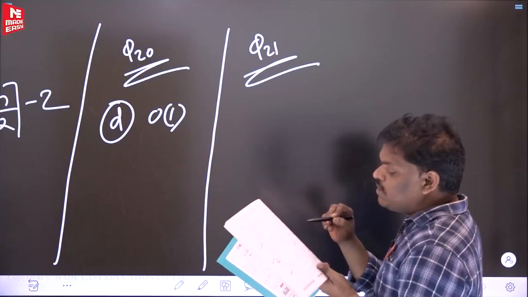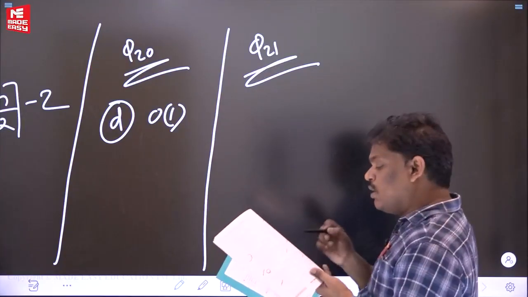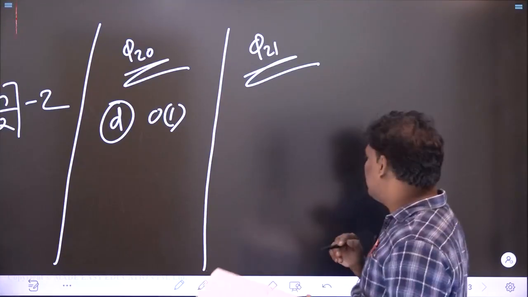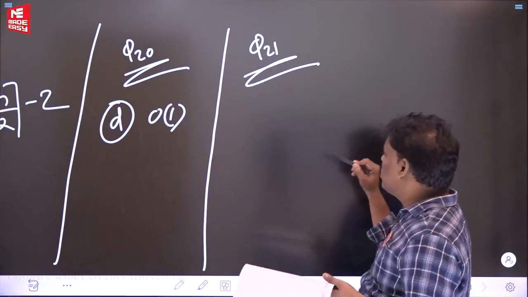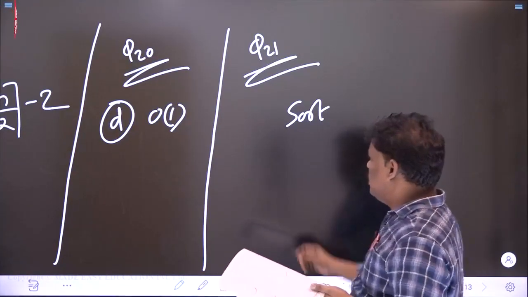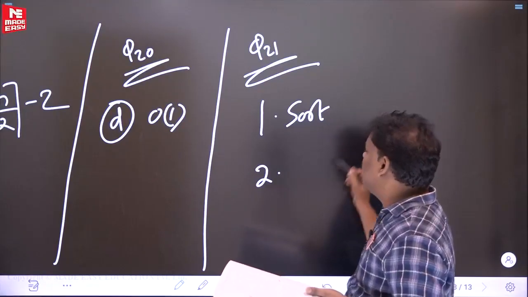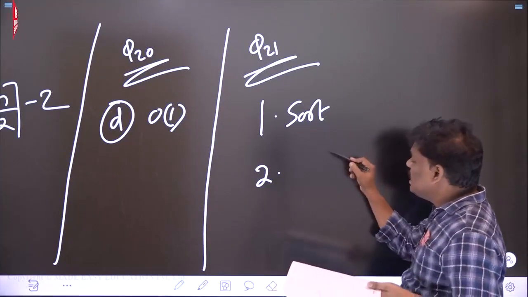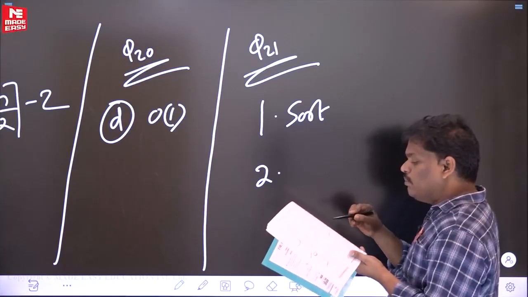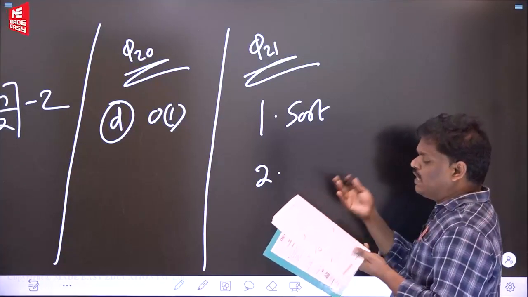What is the majority element definition? If it appears more than n by 2 times in the given array, that is a majority element. Now the question is asking what is the time complexity to check whether the majority element exists or not. If you want to find the majority element, the first thing you have to do is sort. After sorting, if a majority element exists, it should be the middle element. But whether a majority element exists or not, you don't know. If it is there, find it. If not, return -1.